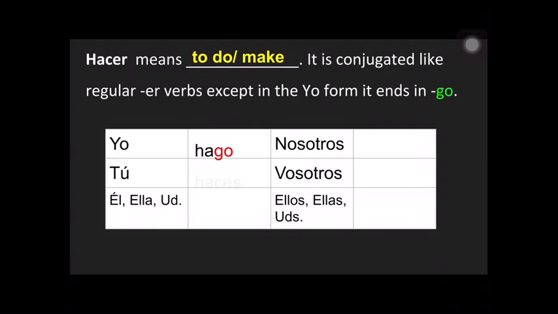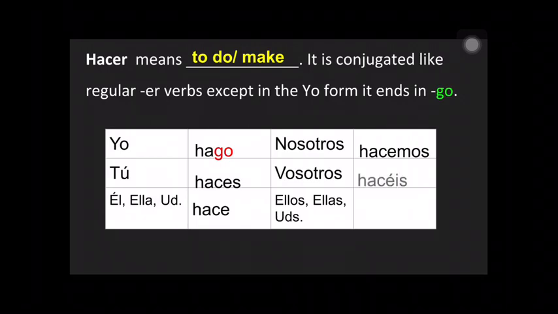So for tú, you're just going to add your ES just like you do regular ER verbs. Tú haces. Usted, you're going to chop off the ER and add just an E. Hace. Nosotros, you're going to chop off the ER, add EMOS. Hacemos. And so on and so forth. Hacéis and hacen. So it still follows the regular rules for ER verbs except in the yo form. This is why we call them yo-go verbs.